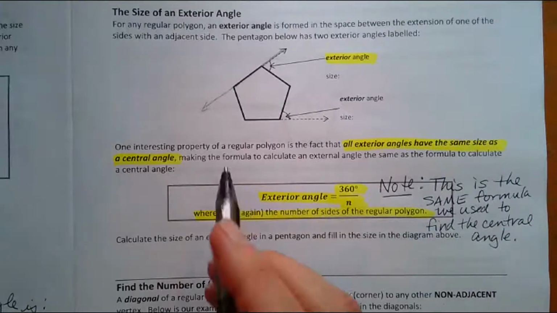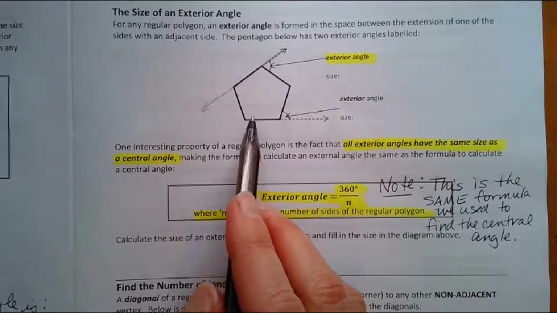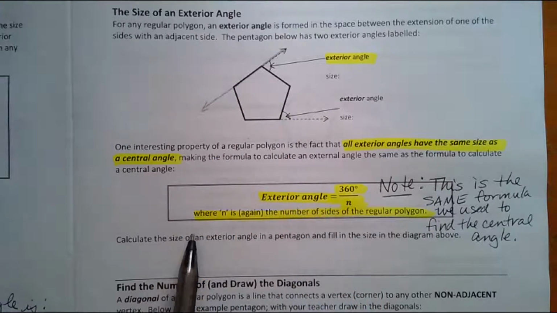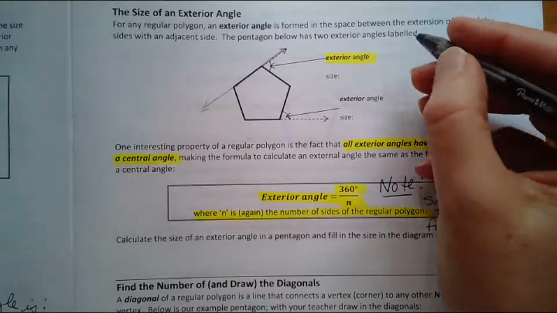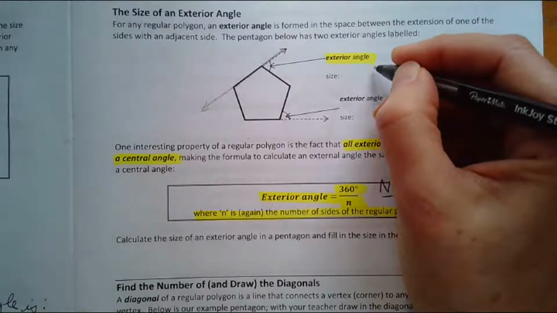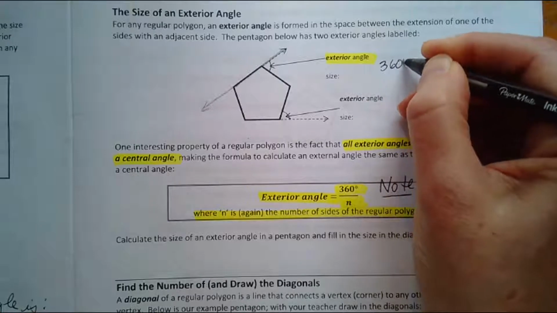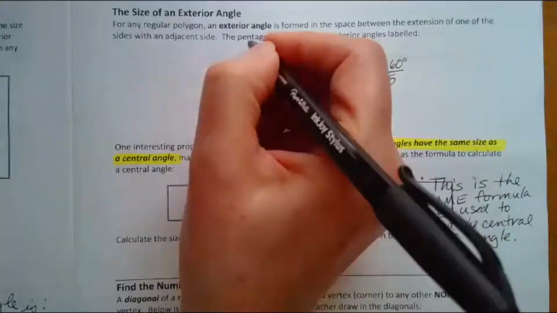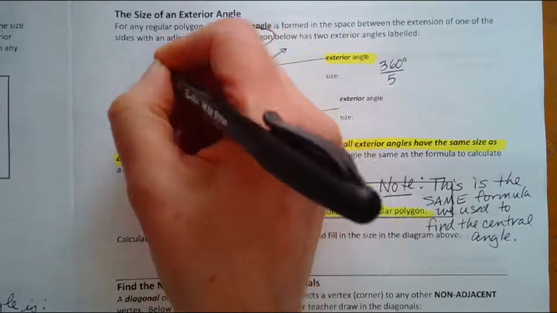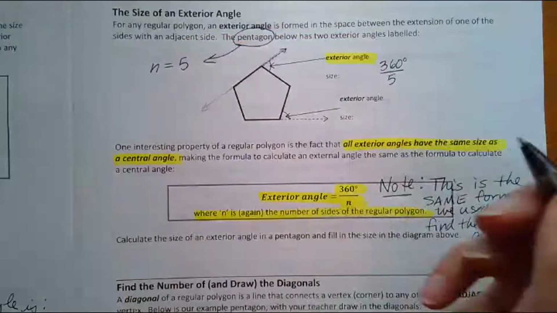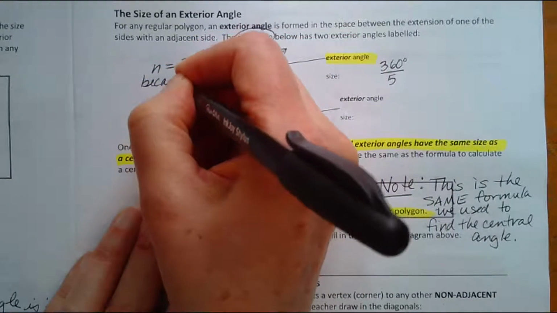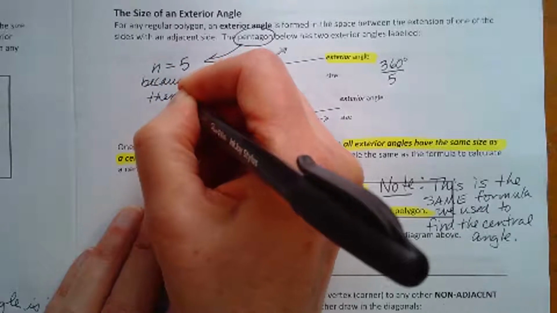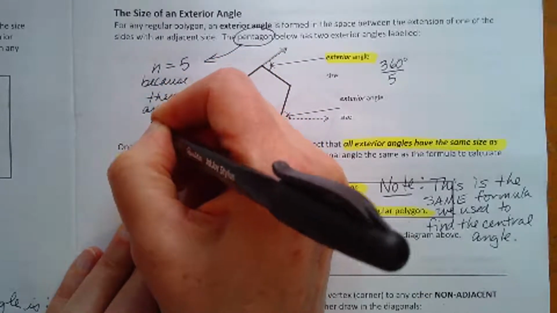Okay, so we're still talking about a 5-sided shape, a pentagon, 1, 2, 3, 4, 5. So n is 5. Calculate the size of the exterior angle in a pentagon and fill in the size in the diagram above. So the size of the exterior angle is 360 degrees divided by 5, right? For a pentagon, n is 5 because there are 5 sides.